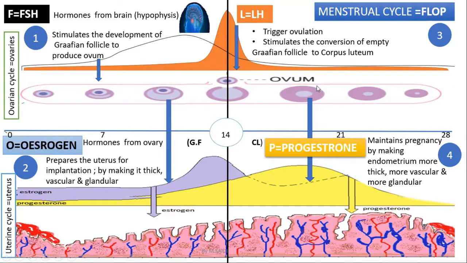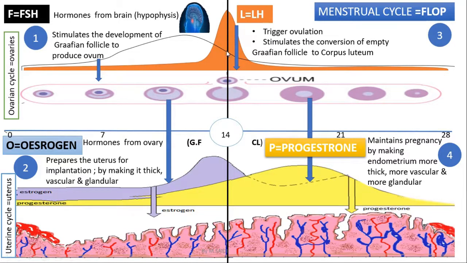Now, the moment corpus luteum is formed, it produces progesterone. Progesterone maintains pregnancy by making the endometrium wall thicker, more vesicular, and more granular. If fertilization does not take place, what will happen? Corpus luteum will degenerate, and then the level of progesterone will drop, and this will be accompanied by bleeding, or what you call menstruation. Basically, that's how you can explain this menstrual cycle.